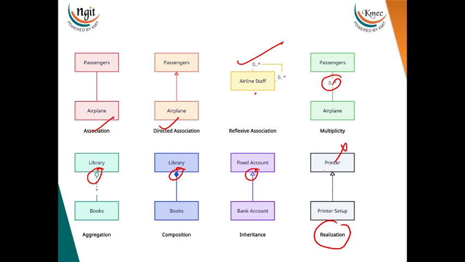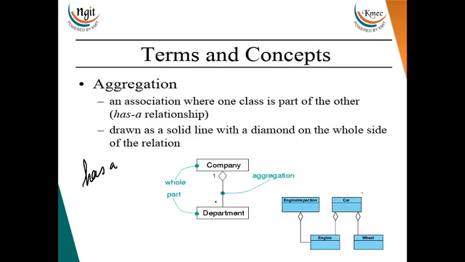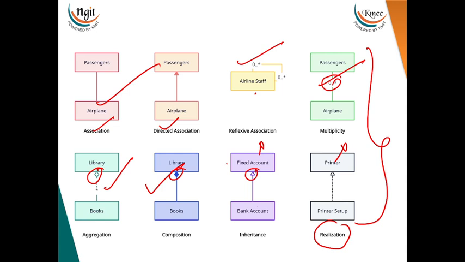We are not going to use this one much. We are not going to use this one. We are going to use this and this. Correct? These are different diagrams which are specified here. Aggregation is an association. One class is a part of another. Has-a. This is aggregation. A book is in a library. Correct? This is aggregation.